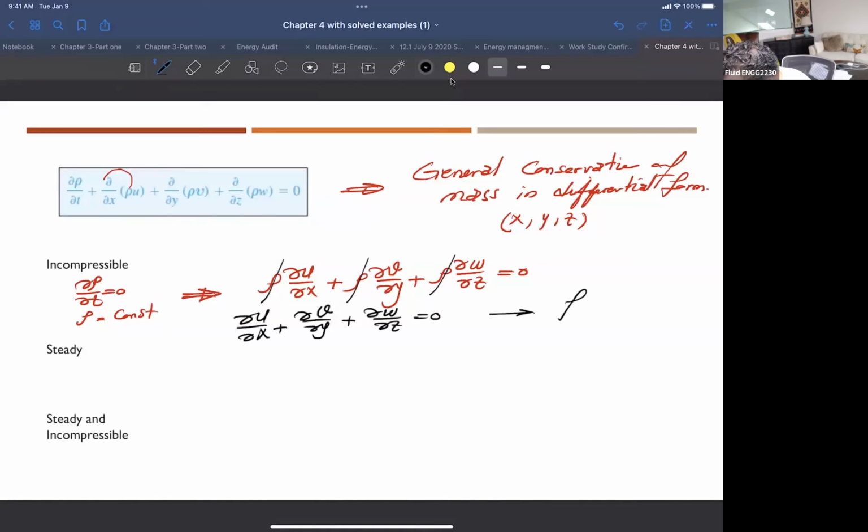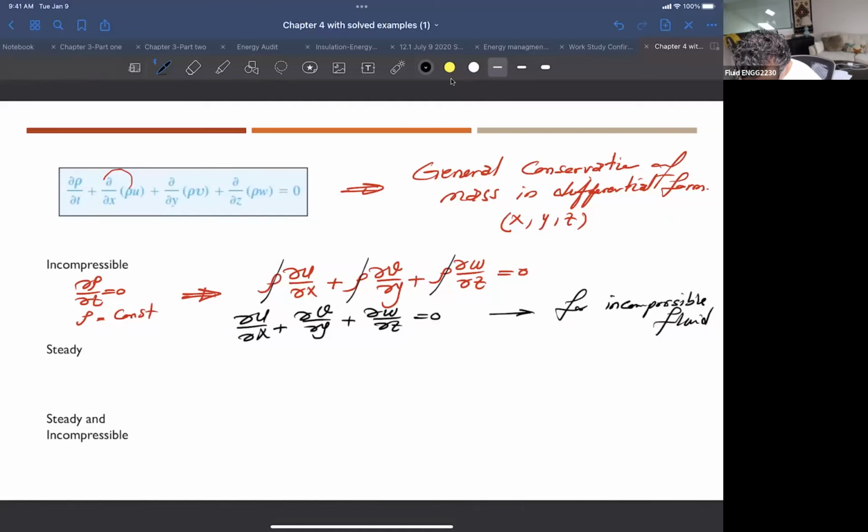This is for an incompressible fluid. Remember, we are talking about flow fields, so this equation is valid for a flow field. It has to be satisfied for a flow field. Conservation of mass has to be satisfied when we are talking about a flow field. So this relation has to be valid for an incompressible fluid. How about for a steady flow?